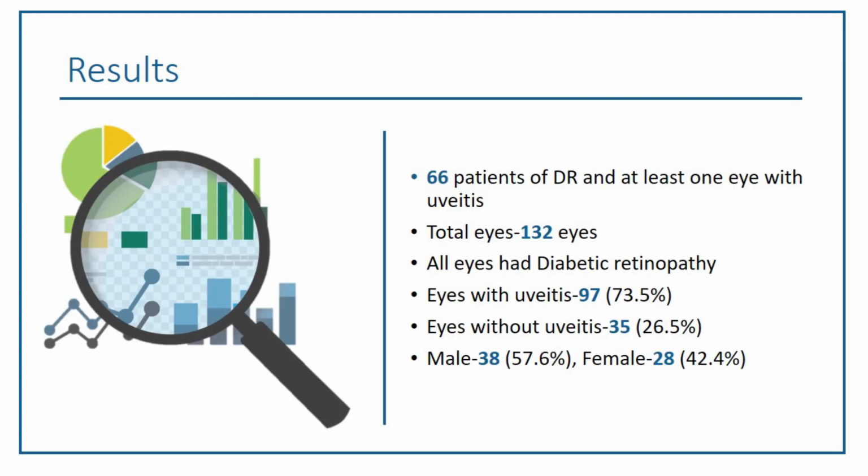Coming to our results. So in our study, 66 patients of diabetic retinopathy with at least one eye having uveitis were included. So our study had a total of 132 eyes. All of these patients had bilateral diabetic retinopathy. We had 97 eyes with uveitis and 35 eyes without uveitis. We had 38 males in our study, which was 57% of the cohort, and 42% of the patients were female.